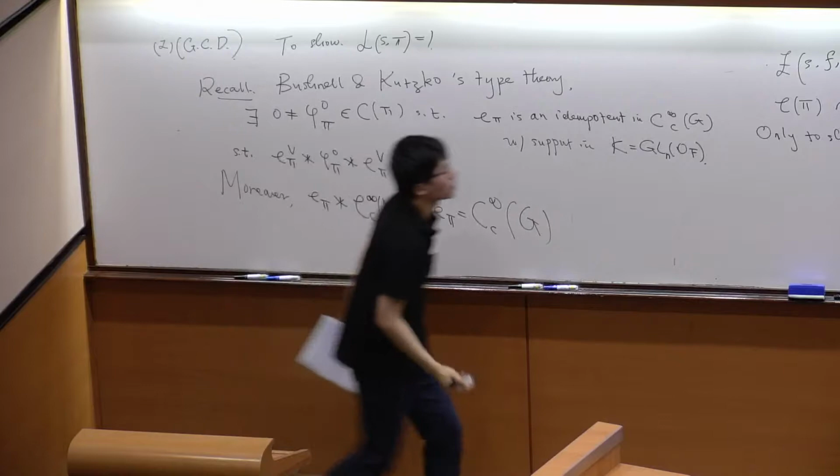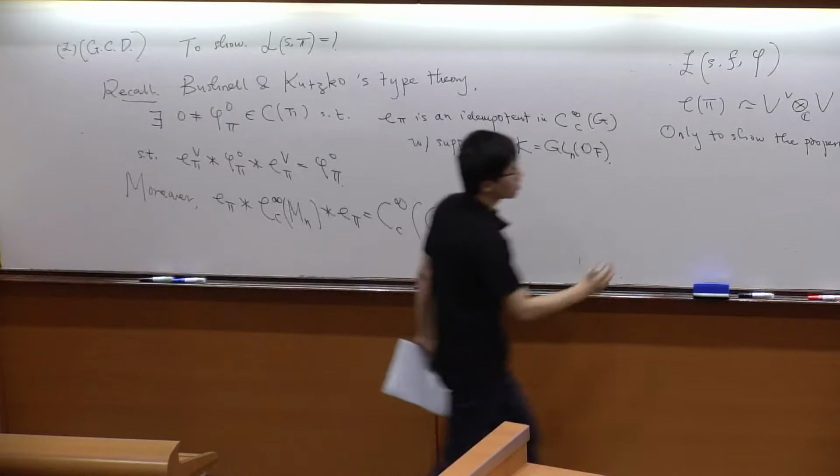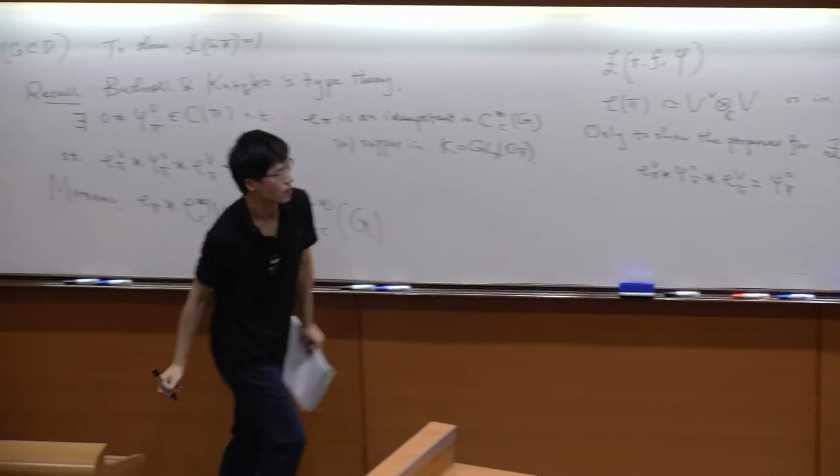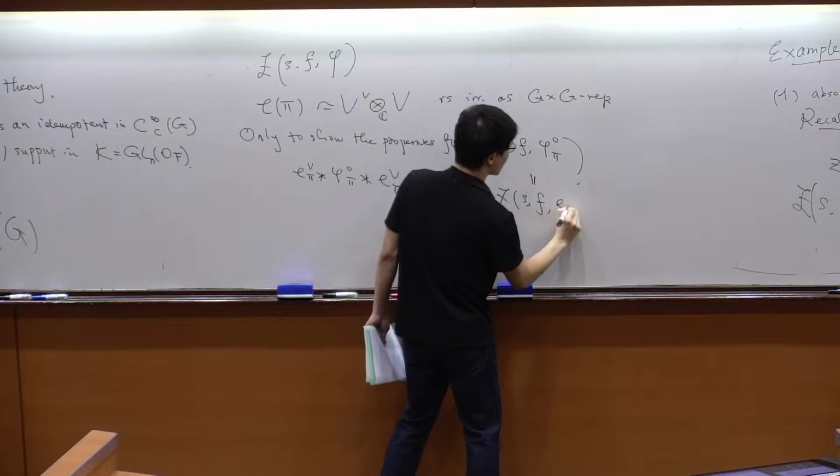Then here we notice that, as we just mentioned, we can find some idempotent e_π̌ such that e_π̌ convoluted with φ₀^π convoluted with e_π̌ is equal to φ₀^π. So in particular, the zeta integral here is equal to Z(s, f, e_π̌ convoluted with φ₀^π and convoluted with e_π̌).